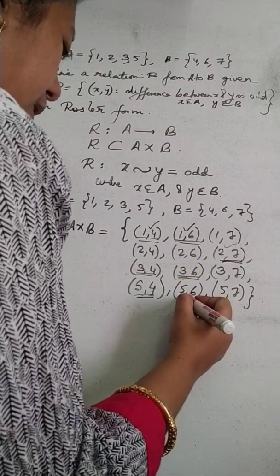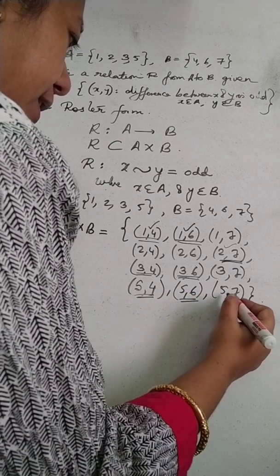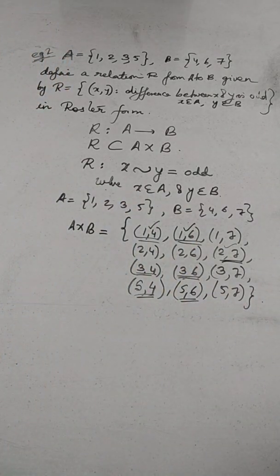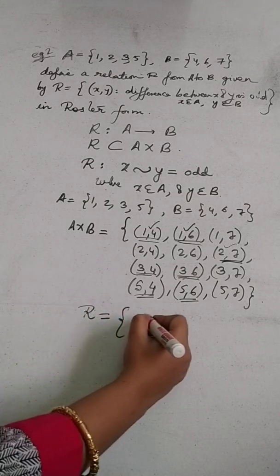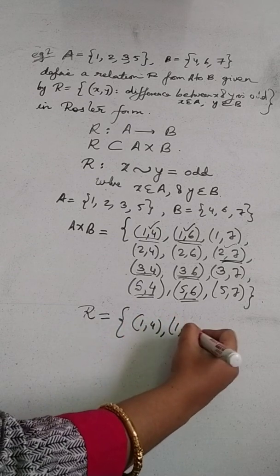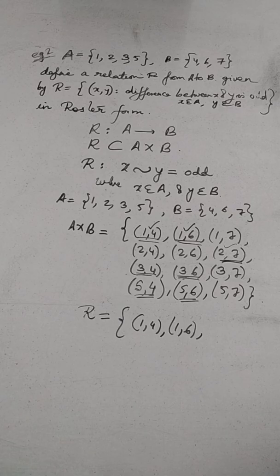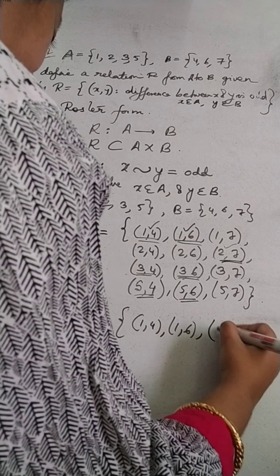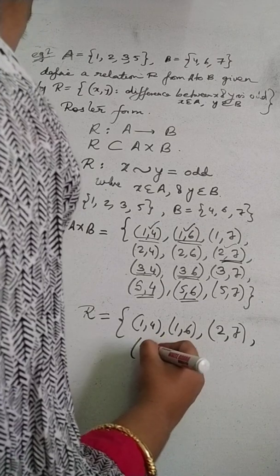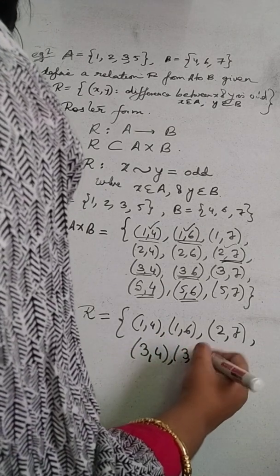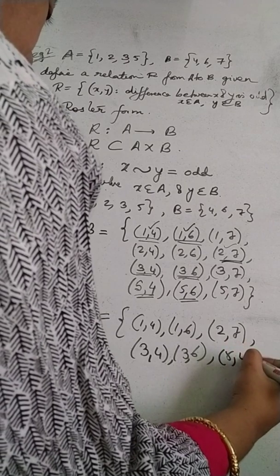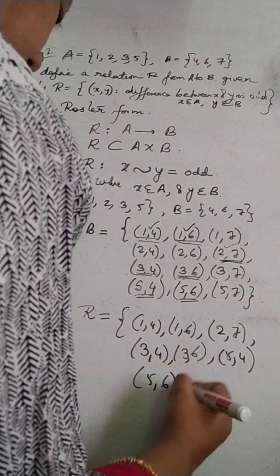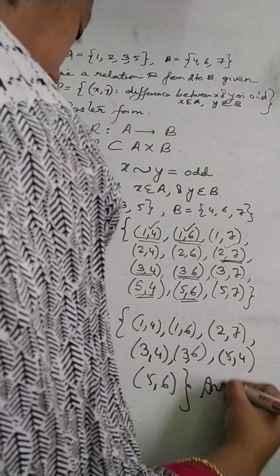Here the difference is odd, here the difference is odd, and this is even. The difference between 5 and 7 is even, whether I take 5 minus 7 or 7 minus 5, it is plus or minus 2, so I will not take it. So what is R? R will be the elements 1, 4; 1, 6; 2, 7; 3, 4; 3, 6; 5, 4 and 5, 6. This is your answer.